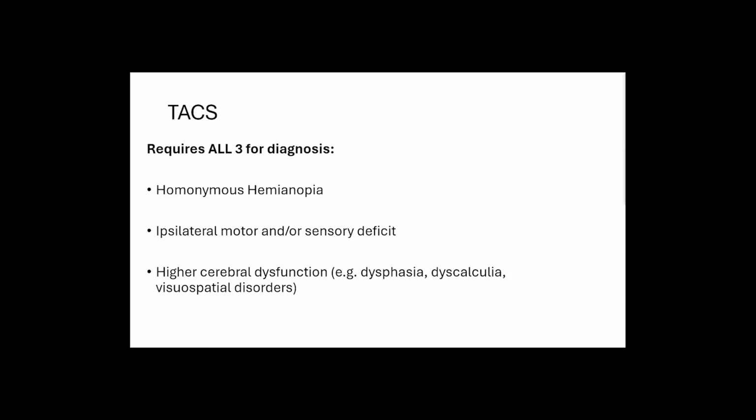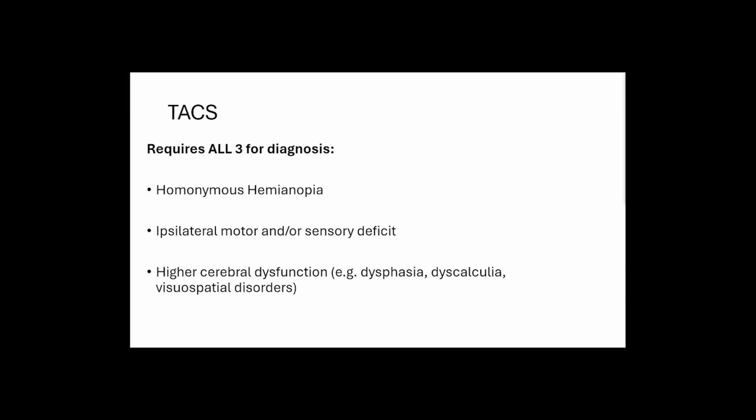So moving on to the clinical presentation, with a total anterior circulation stroke. This requires all three of these signs for diagnosis, and it's commonly linked with ischemia in the deep and superficial middle cerebral artery, with a large vessel occlusion. And the three symptoms are homonymous hemianopia, ipsilateral motor and/or sensory deficit, and higher cerebral dysfunction, which includes dysphasia, dyscalculia, or visuospatial disorders.